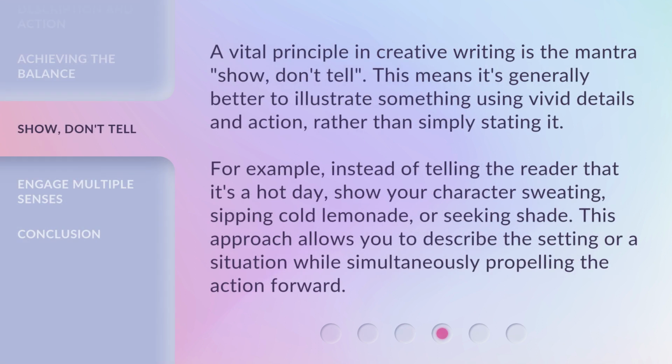A vital principle in creative writing is the mantra, show, don't tell. This means it's generally better to illustrate something using vivid details and action, rather than simply stating it. For example, instead of telling the reader that it's a hot day, show your character sweating, sipping cold lemonade, or seeking shade. This approach allows you to describe the setting or a situation while simultaneously propelling the action forward.